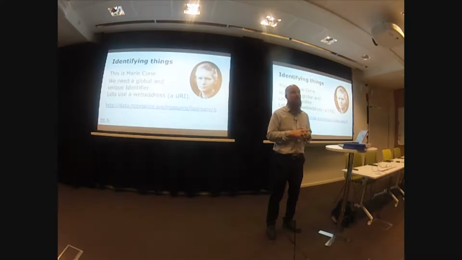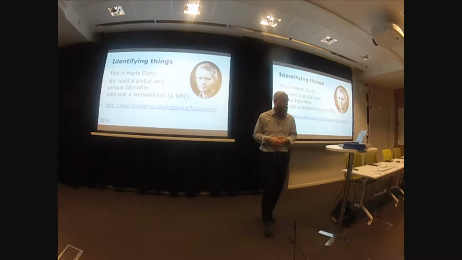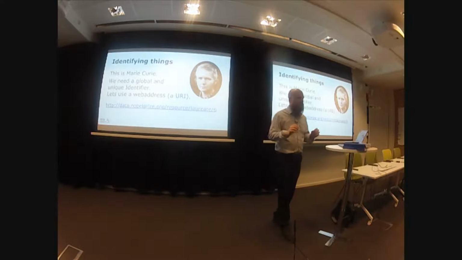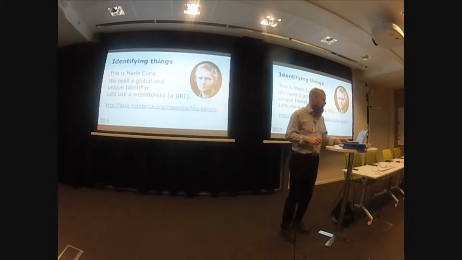So how do we identify her? She is not a digital object, and she is actually a person that is dead. She doesn't have a social security number or state-issued number. So what do we do? Well, we give her a URI, an identifier. Here's a web address: data.nobelprize.org/resource/laureate/6. And the laureate part indicates that she may be a Nobel laureate, and yes.